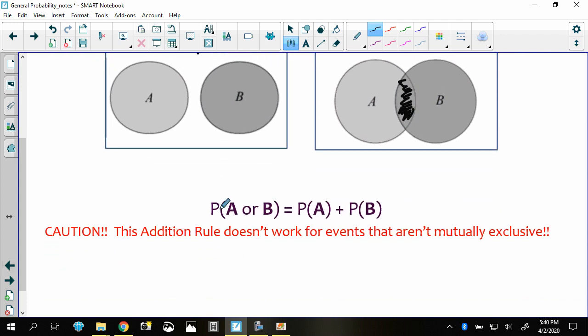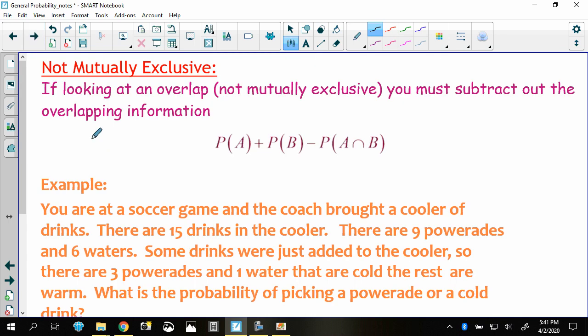Okay, so here's the rule and the formula. If it's mutually exclusive, you have an OR. So you have P, the probability of A, plus the probability of B happening. Okay, it doesn't work if they are not mutually exclusive. So if we have this overlapping part, not mutually exclusive, then we have to do something else. Okay, and here is that. If we are looking at not mutually exclusive, if there is an overlap, then you must subtract out the overlapping information, the intersection of the two. Okay, this is the intersection, this little notation. It means both of them occur at the same time.